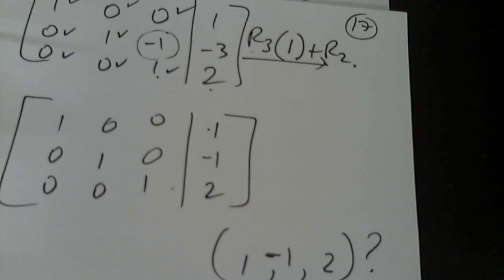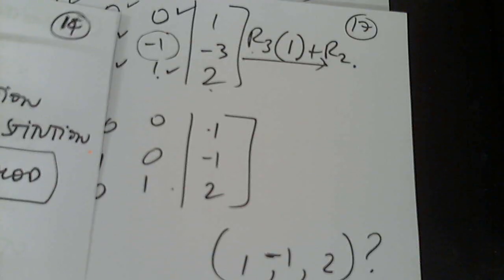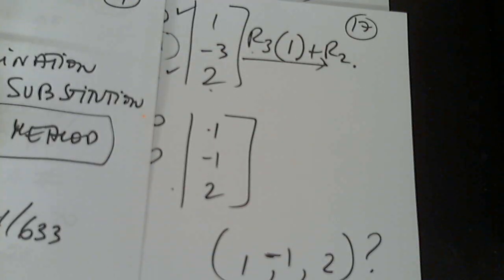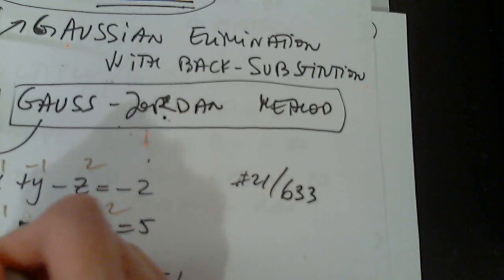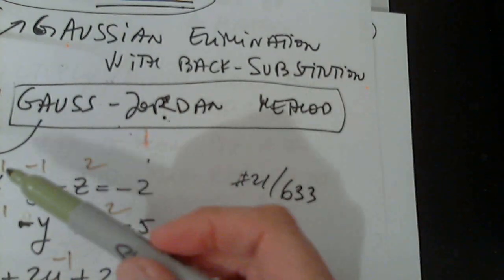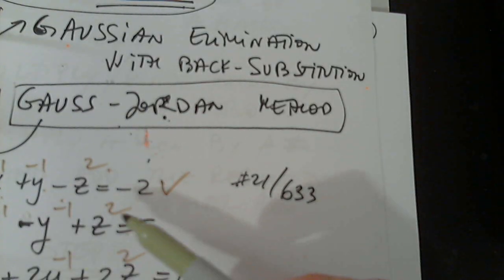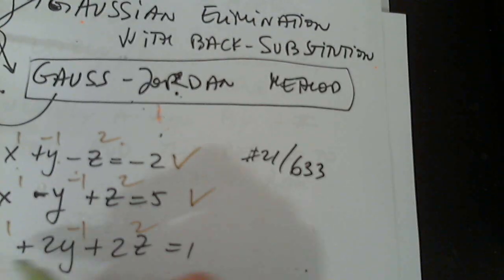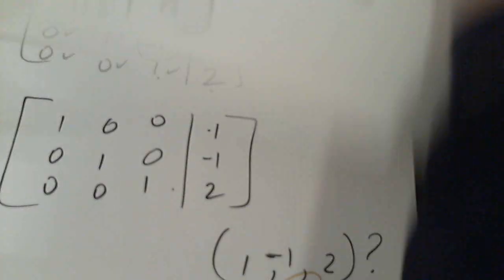So where is my system? So -1, -1, -1, 2. 1, -1, 2. 1 minus 1 is 0, -2, -2. Correct. 2 plus 1 is 3, plus 2 is 5. Correct. 1 minus 2 is -3, plus 4 is 1. Yes. Yes, it's a long procedure.